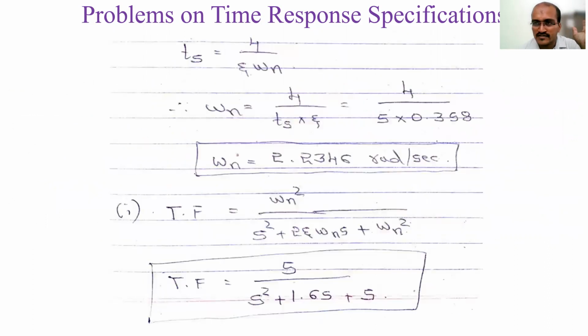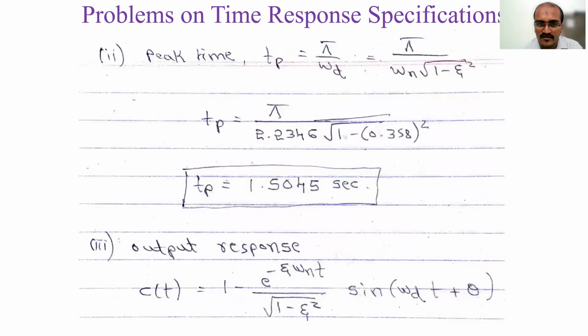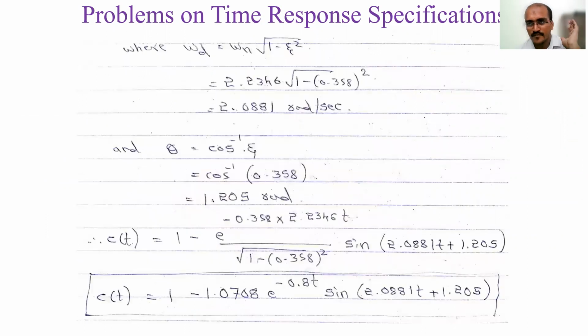We got the transfer function. No requirement of anything else. Based on the value of zeta and omega n, we calculated the TP and output response. Hope it is clear.